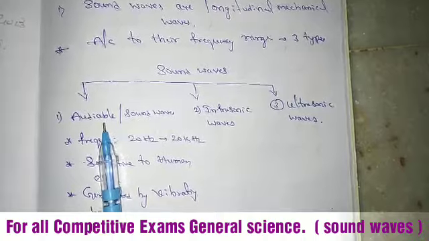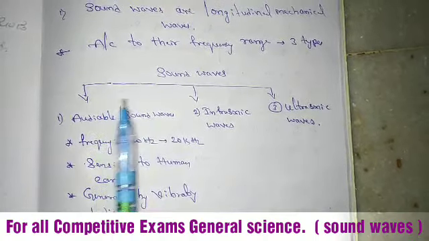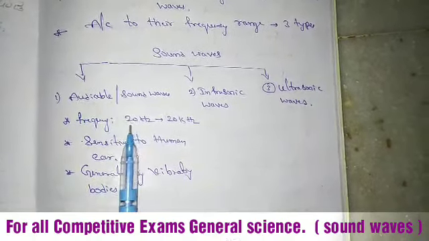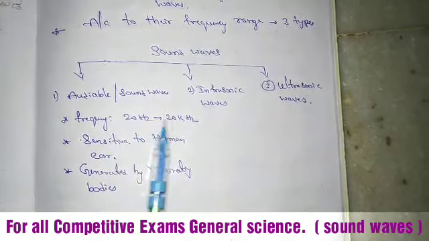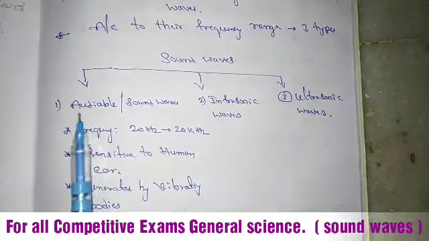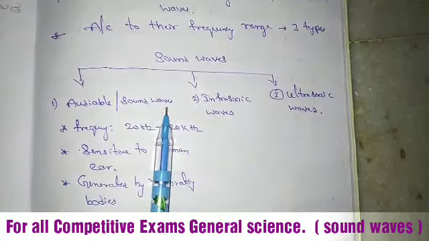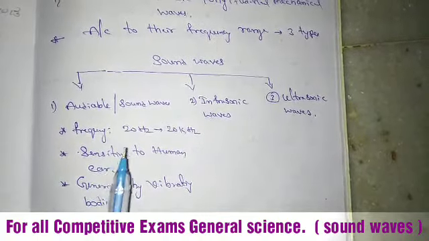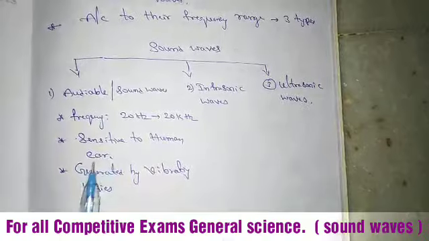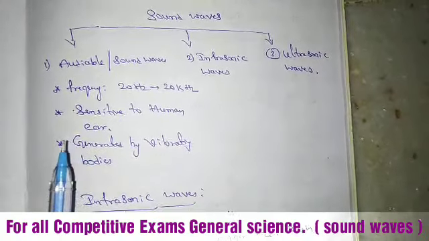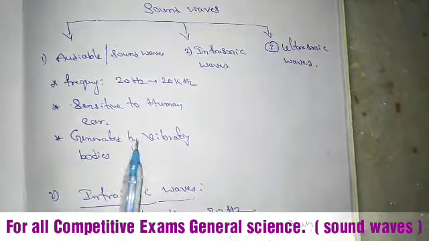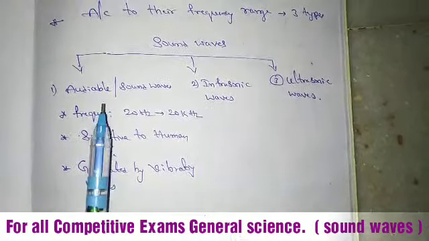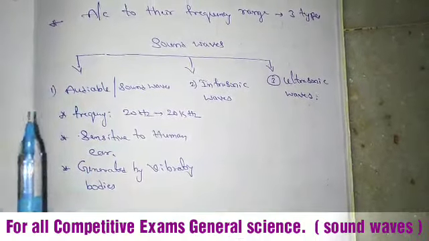So what are audible sound waves? Audible waves are sound waves with a frequency range between 20 Hertz and 20 kilohertz. These are called audible waves or sound waves. They are sensitive to human ears, so humans can hear these sounds. These sound waves are generated by vibrating bodies. Vibration of the particles leads to the production of audible sound waves.